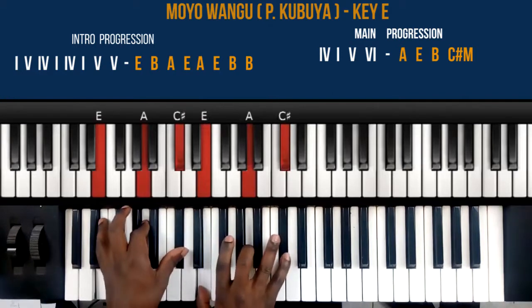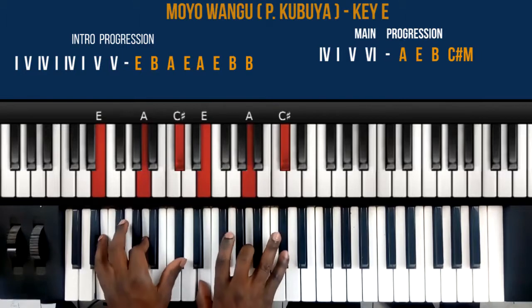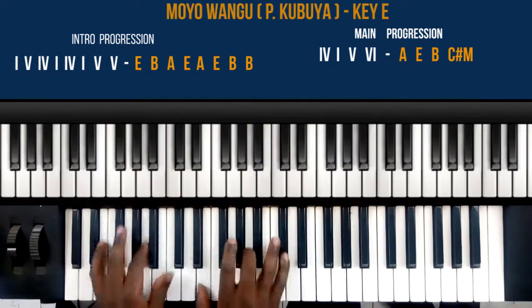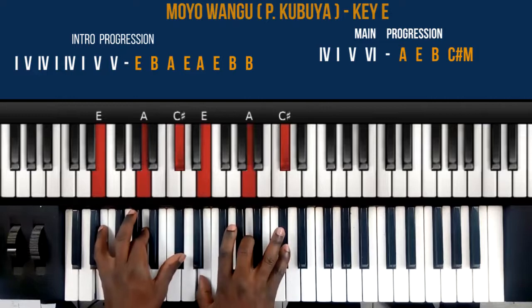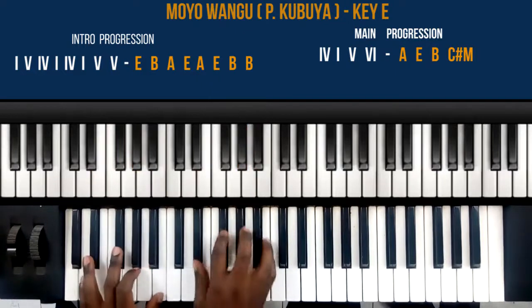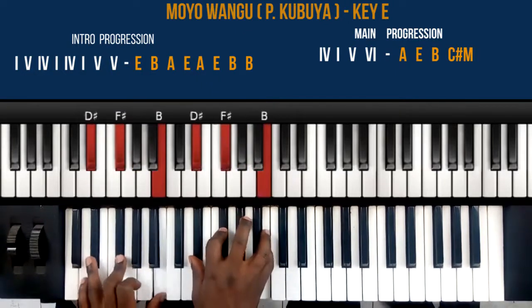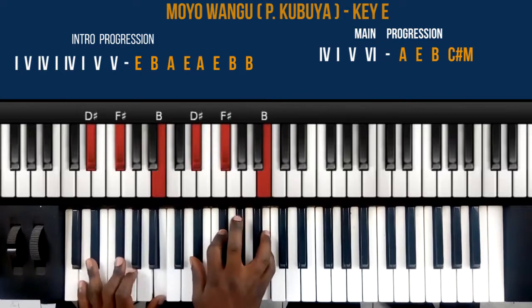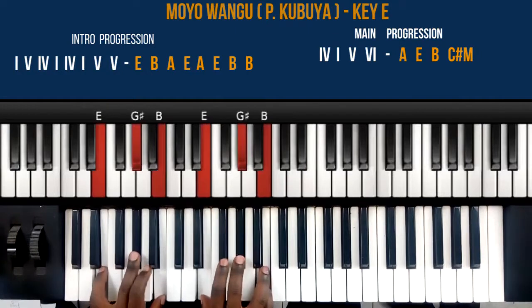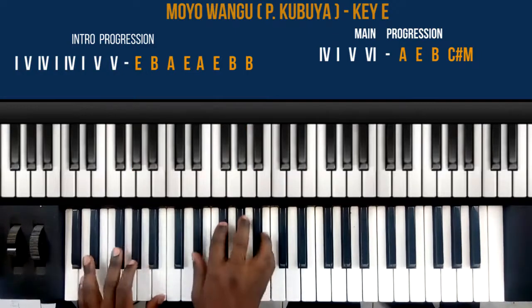So that's the A major chord, and then you play your E again, and then you go back to A, E, then B, and B again. So the intro will be E, B, and so on.